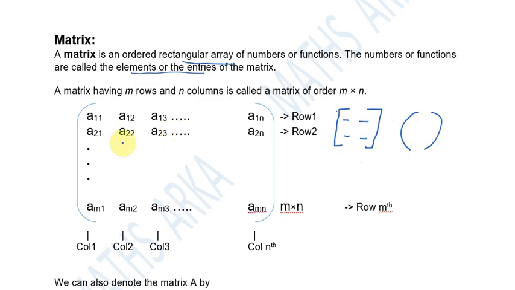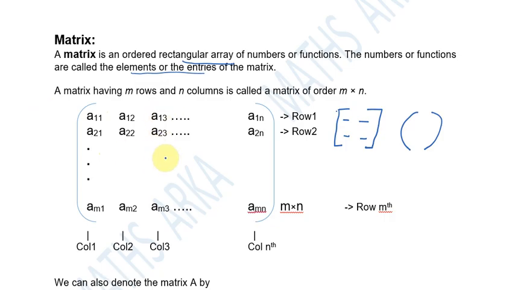Now let's look at the matrix. This is the matrix we have represented in our example. So this is one of the generic kinds of matrix, and all these are called the elements or entries of this matrix.